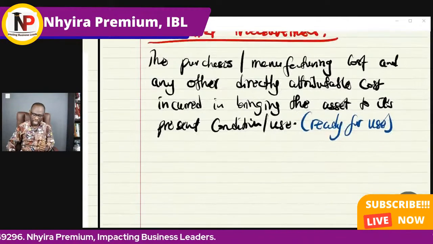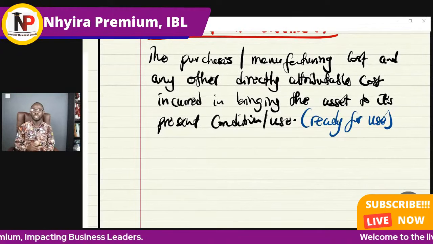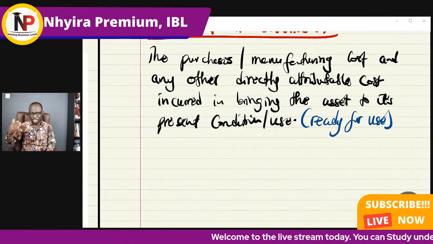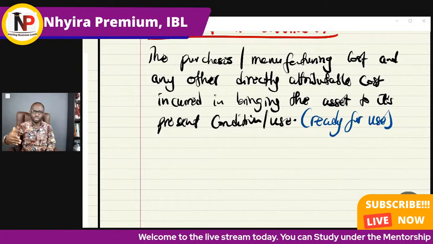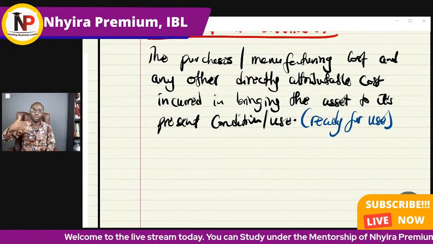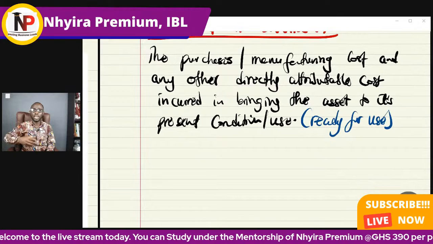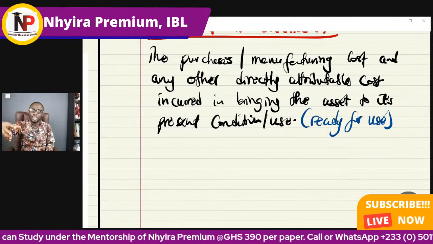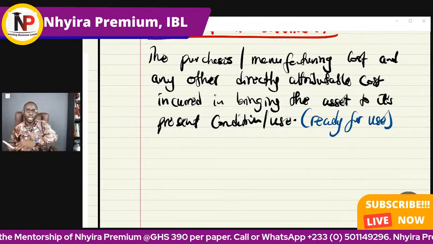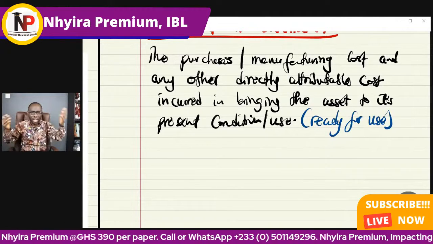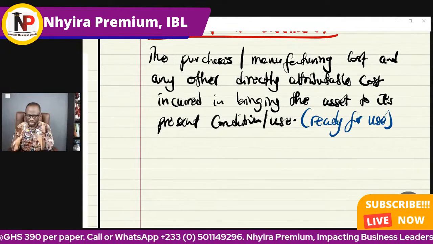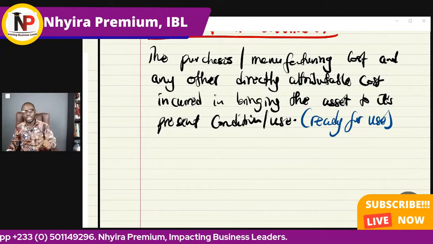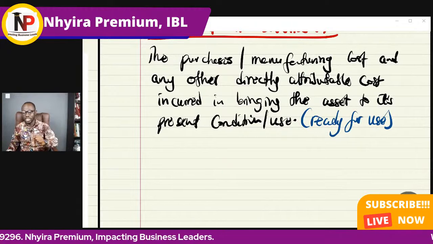Sometimes an asset can be ready for use, but the entity will start using it in 6 months' time. In that case, any cost we incurred between the period the asset was ready for use and the entity starts using the asset, do we capitalize it or write it off? We need to write it off, because the standard didn't say when the entity starts using the asset, but when the asset is ready for use.